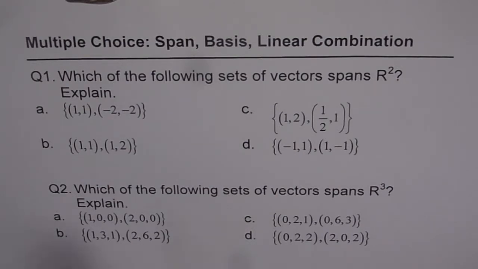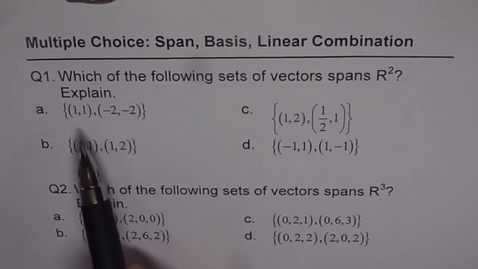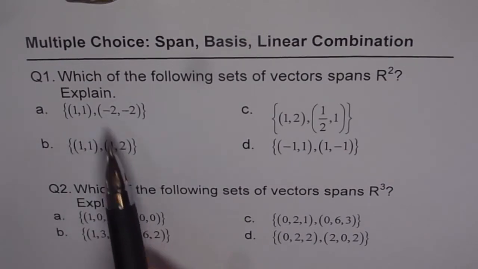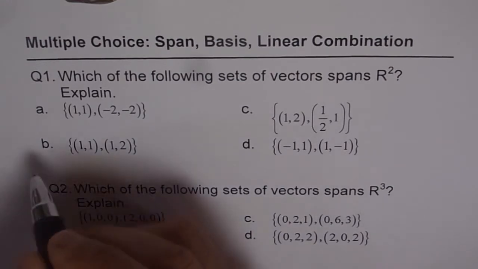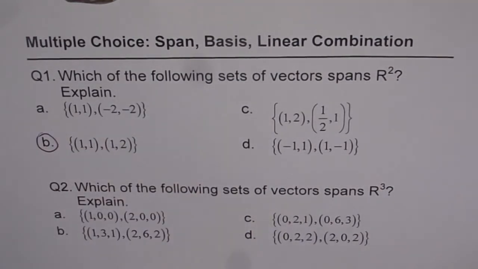So search for the vectors which are not scalar multiples. This can be multiplied by minus 2, this by half, right? And this is not a scalar multiple, so that becomes our choice.